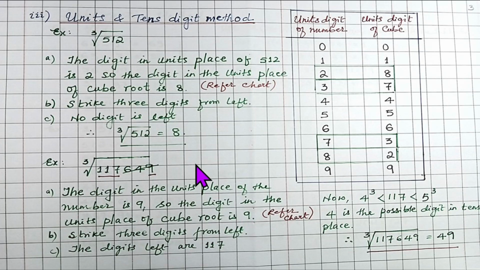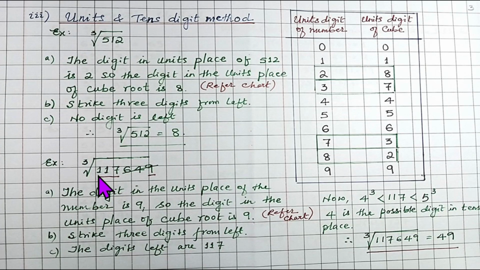Let us take one more example. Now let us say you want to find the cube root of 117649. Now what is the digit in the units place? 9. Go to 9. 9 means it has to be 9 only. The digit in the units place of the cube root is 9. That is one thing that is clear. So strike the 3 digits. Now take the next 3 digits, 117. Let us find out that 117 lies between two perfect cubes, that is 4 cube and 5 cube.